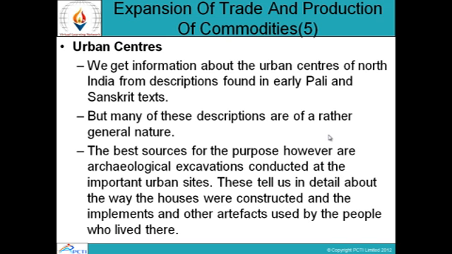So the best sources of information are the archaeological excavations conducted at urban sites. They tell us in detail how the houses were constructed and planned, and what implements, artifacts and tools were used by the people who lived there, while the descriptions found in Pali and Sanskrit texts are of a general nature.